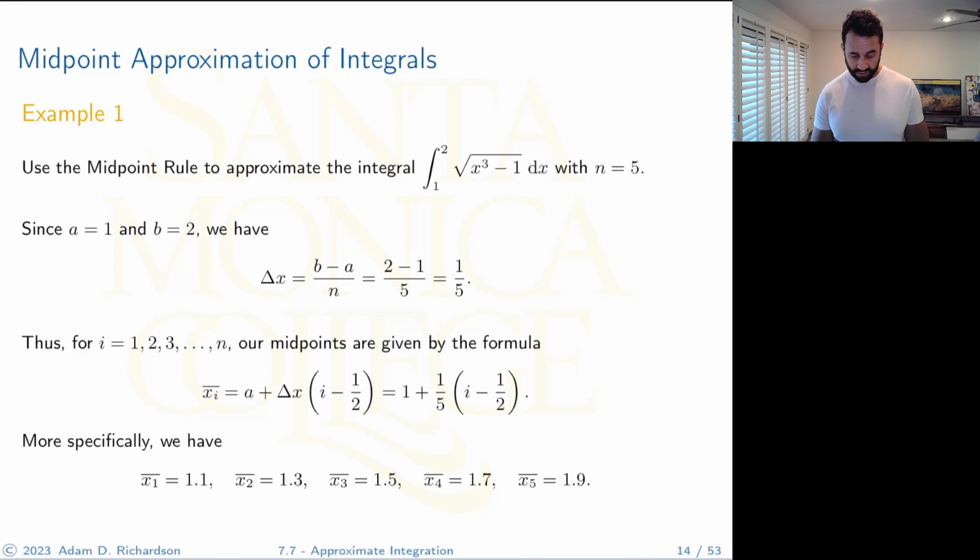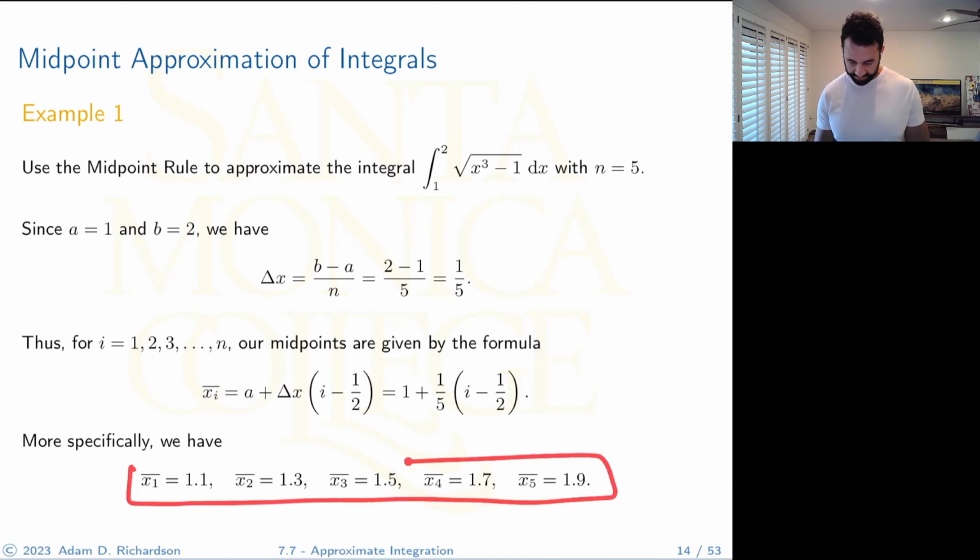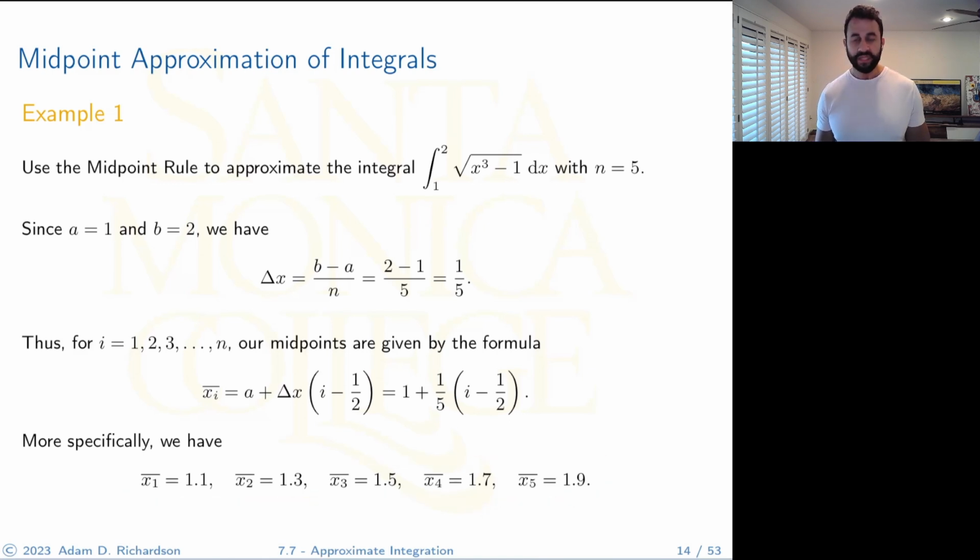Now, for i equals 1, 2, 3, all the way up to n, we can use that formula for the midpoints to compute the location of all of these points. So the midpoints that we're going to be looking at are given by this formula, which is 1 plus 1/5 times i minus 1/2. And then when you plug in i equals 1, 2, 3, 4, 5, you get these points. So those are the sample points. Those are the x sub i stars. You can think of it like that.